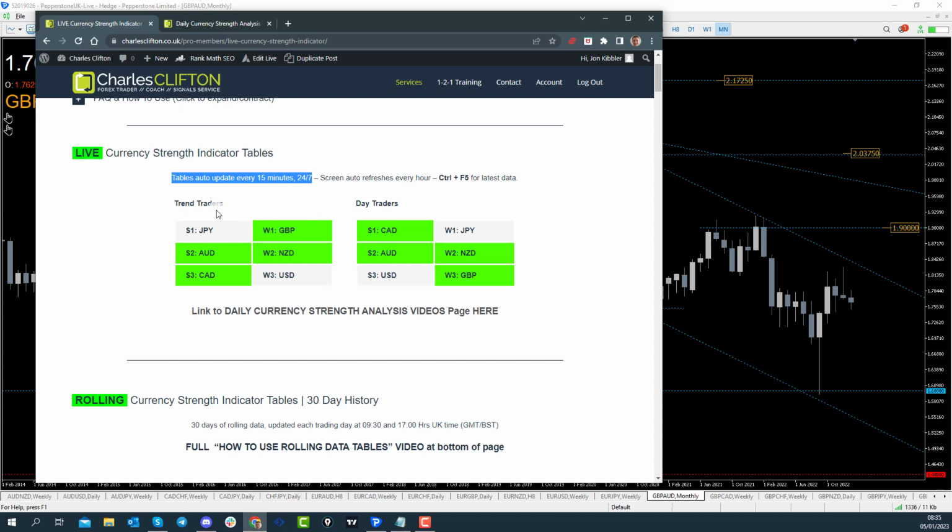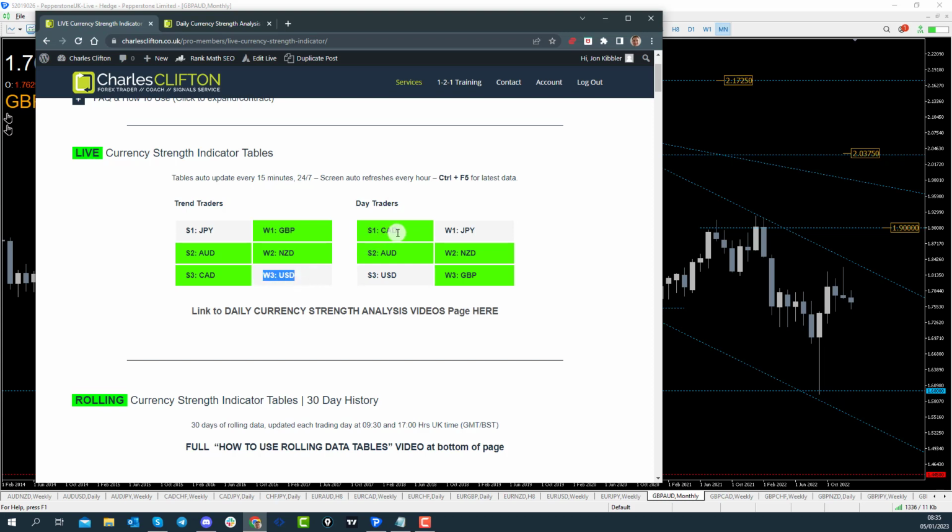So what are the tables showing us today? Well, the trend traders is still showing us that the yen is the stronger currency at S1, followed by the Australian dollar at S2, followed by the Canadian dollar at S3. On the weak side of things, we have the pound at W1, the New Zealand dollar at W2, and the US dollar at W3.